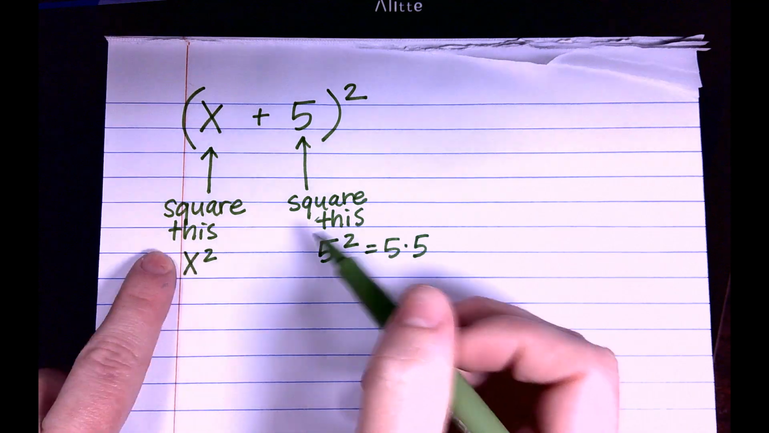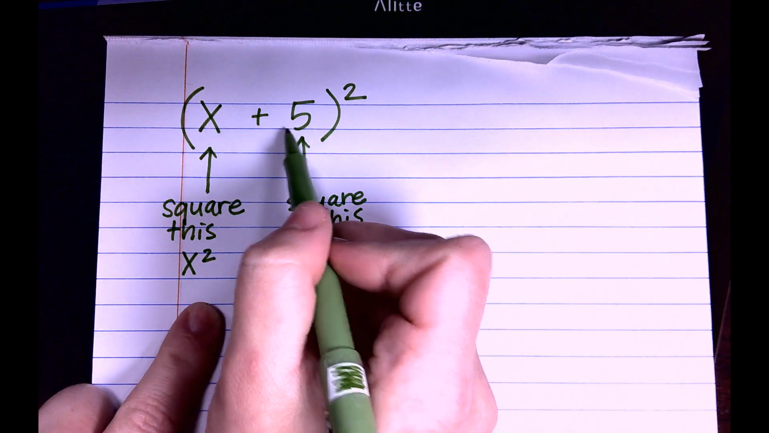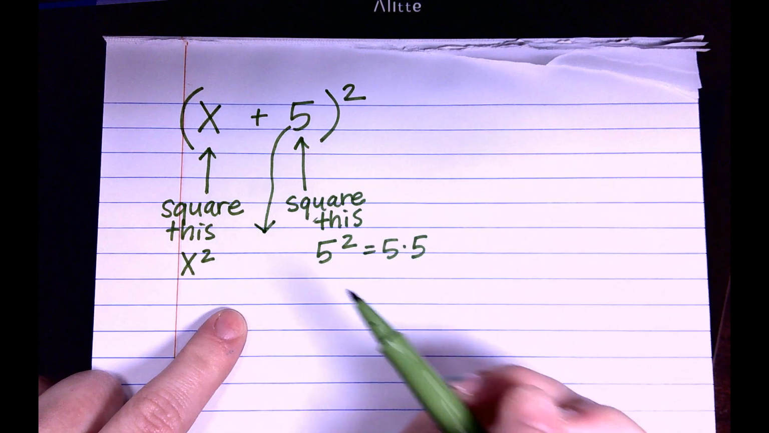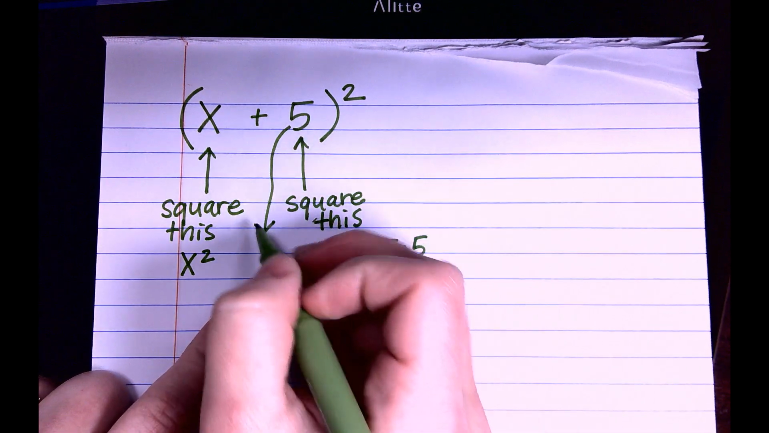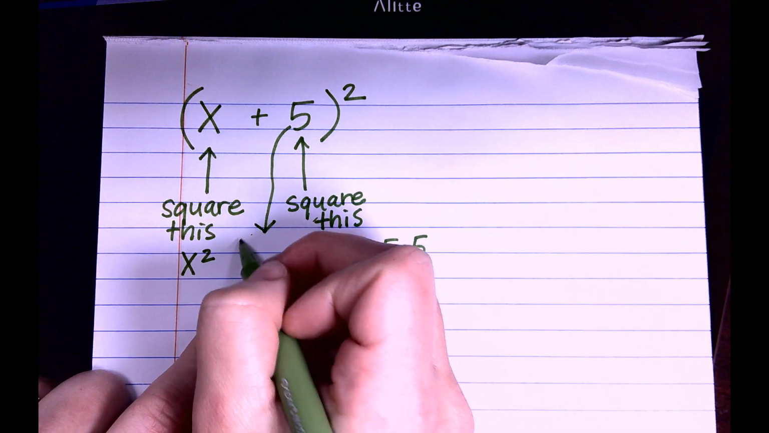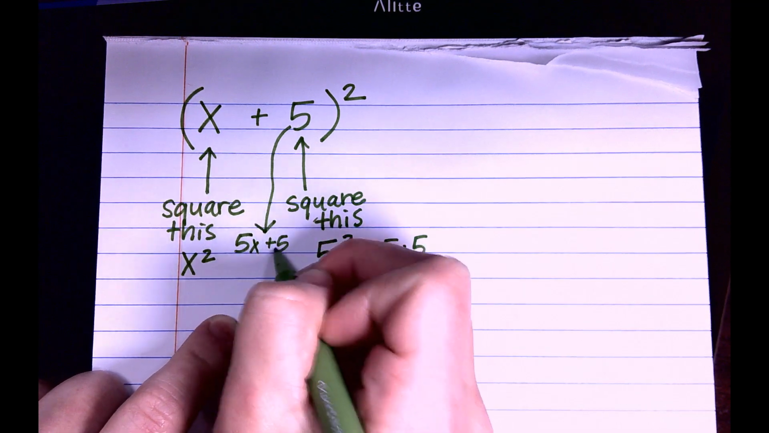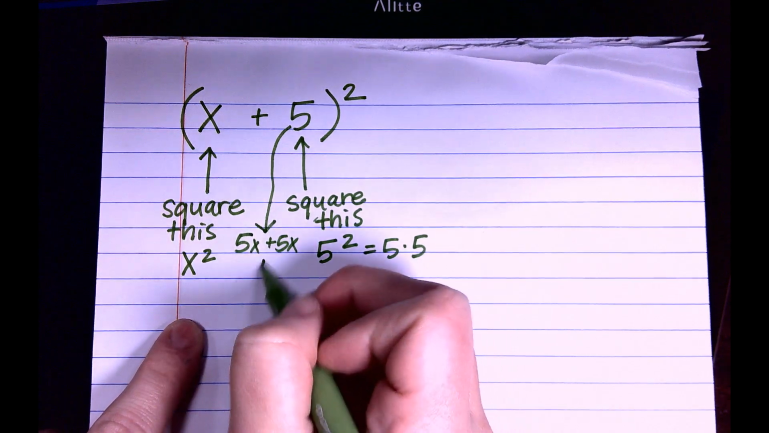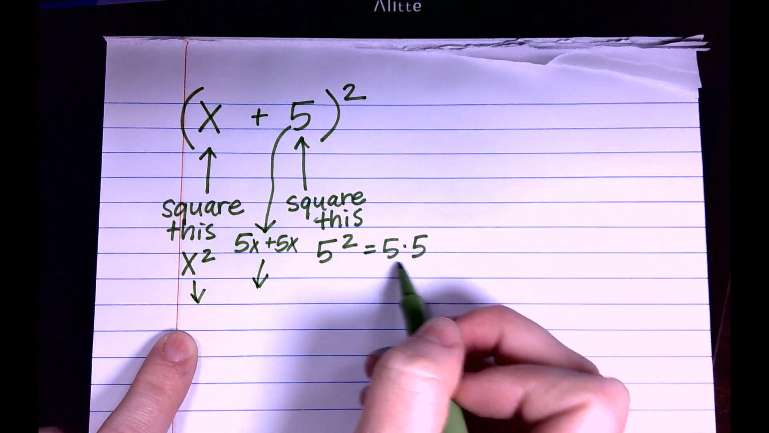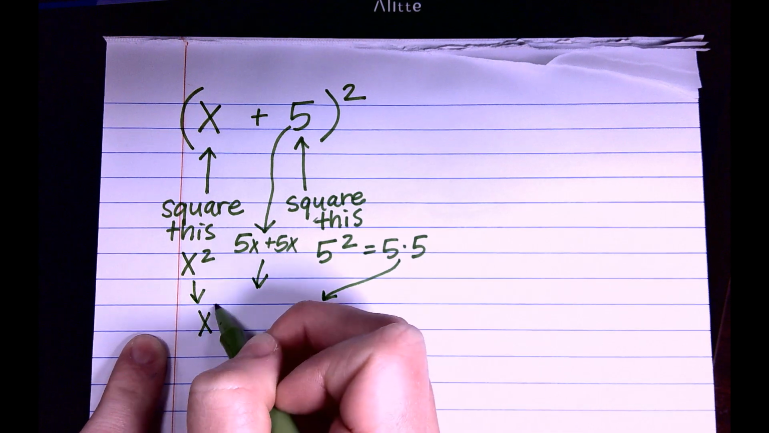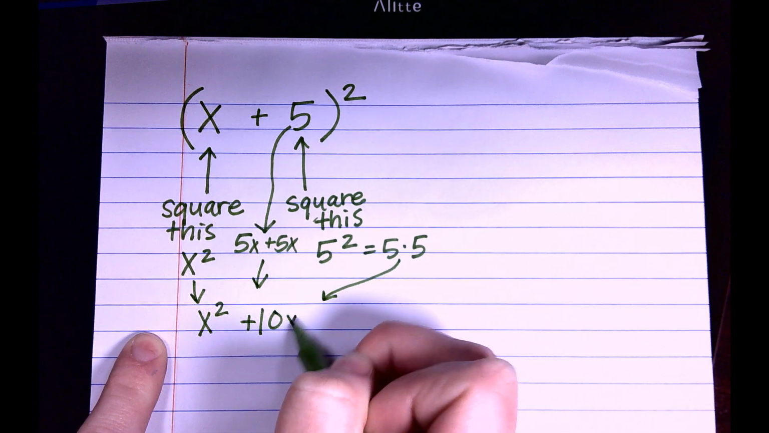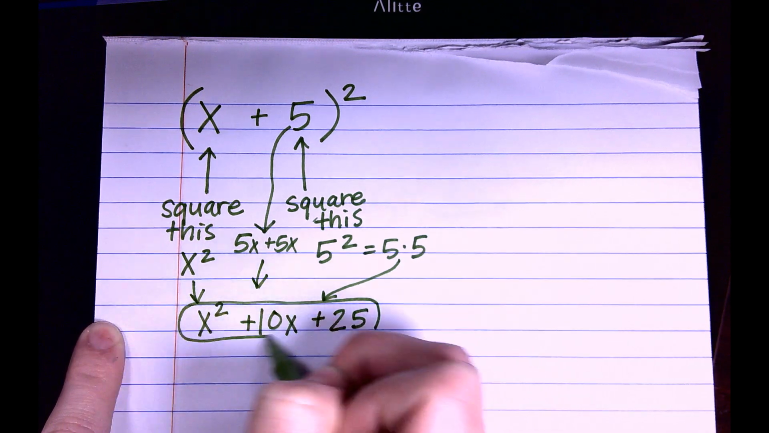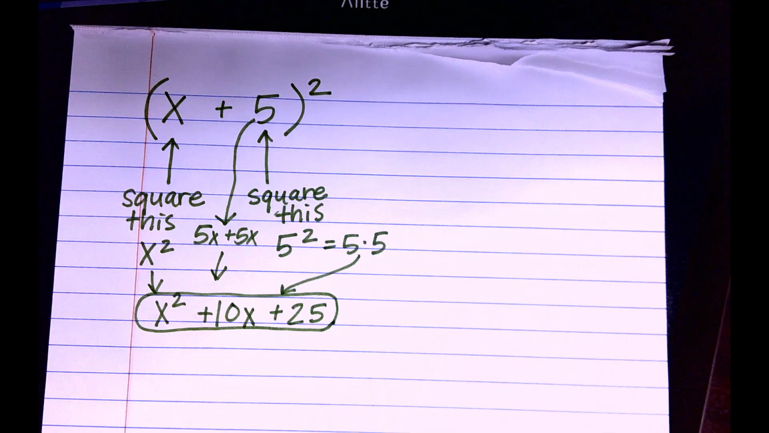Okay, so we did that. What you do in the middle is you're basically taking this times 2, or you're adding it to itself. 5 plus 5, but we're adding the x. 5x plus 5x, which is 10x. So that gives us our answer of x squared plus 10x plus 5 times 5 is 25. Okay, so there's kind of the rule written.